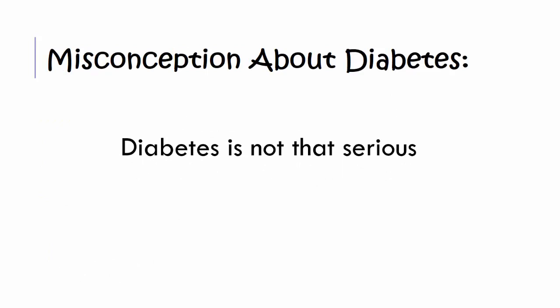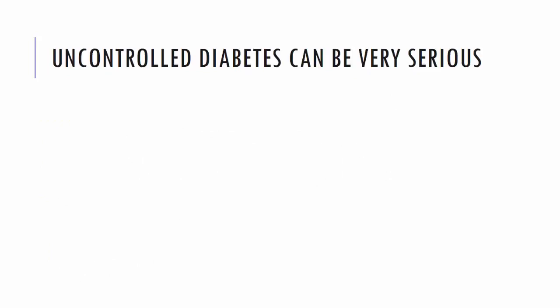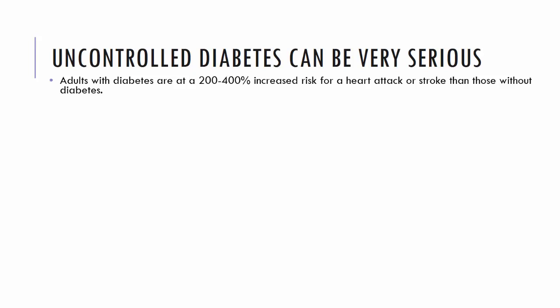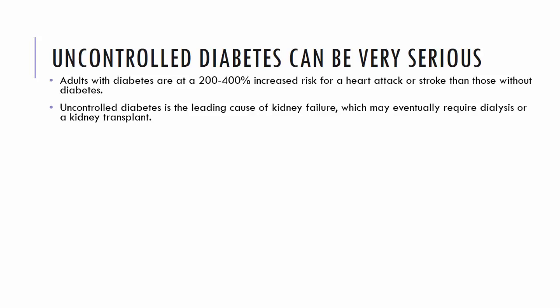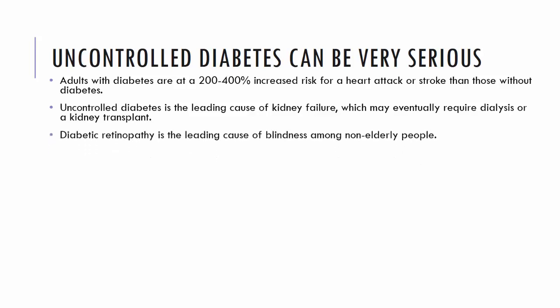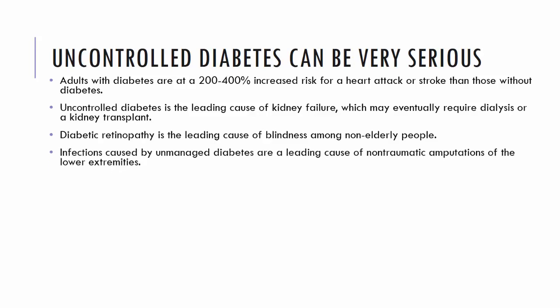Some people may say that diabetes is not that serious. Uncontrolled diabetes can be very serious. Adults with diabetes are at a 200 to 400% increased risk for a heart attack or stroke than those without diabetes. Uncontrolled diabetes is the leading cause of kidney failure, which may eventually require dialysis and/or a kidney transplant. Diabetic retinopathy is the leading cause of blindness among non-elderly people. Infections caused by unmanaged diabetes are the leading cause of non-traumatic amputations of the lower extremities.